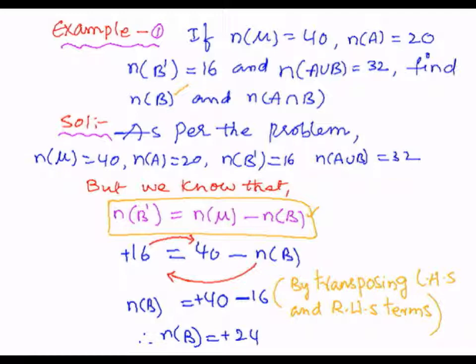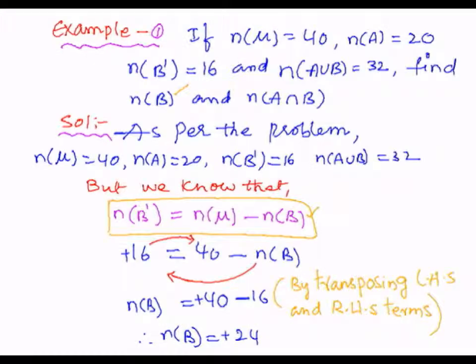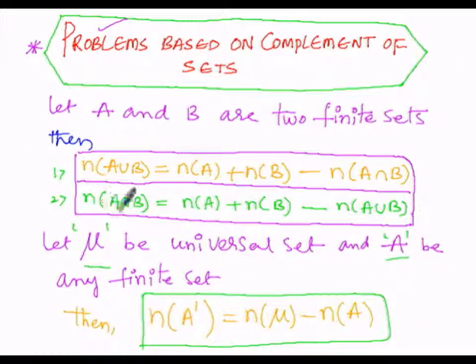So in this manner, I got n(B), hence n(B) is equal to 24. Then later, we know the values of n(B), n(A) as well as n(A union B). We have to find out n(A intersection B). So in order to find out n(A intersection B), we can utilize this formula, that is n(A intersection B) equals n(A) plus n(B) minus n(A union B).